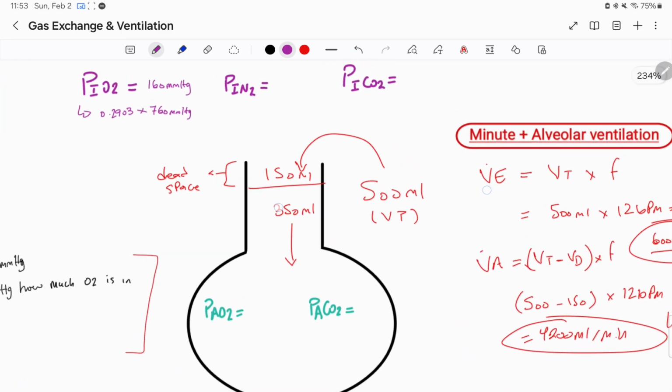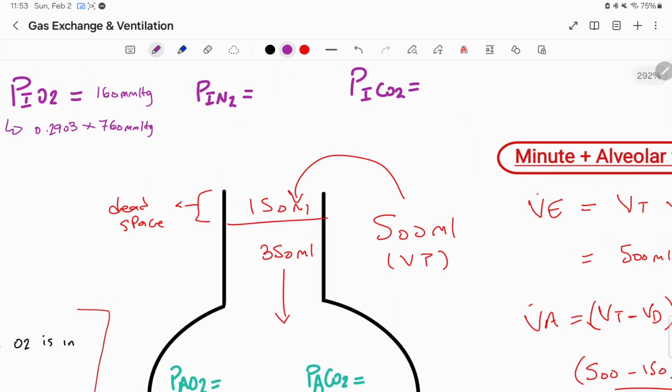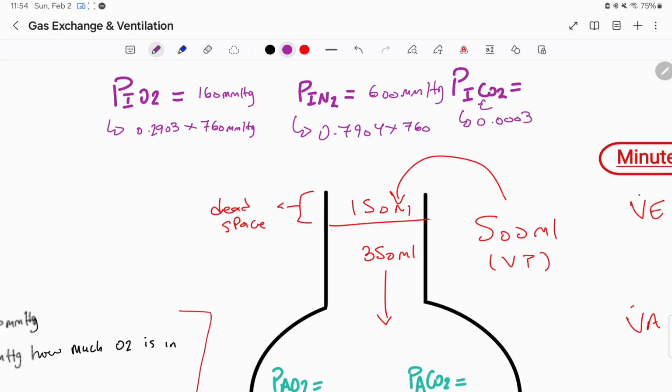Awesome. So what is the partial pressure of the inspired nitrogen? Again, you need to know the gas fraction for this. It's about 0.7904, and then you multiply that by 760, and you get about 600 millimeters of mercury. Notice that nitrogen has the highest pressure here. And then finally, 0.0003 is the gas fraction of CO2. It's about 0.03 percent, but then you divide that by 100 to get this gas fraction. Remember, every time you want to get a fraction, you have to divide it by 100.